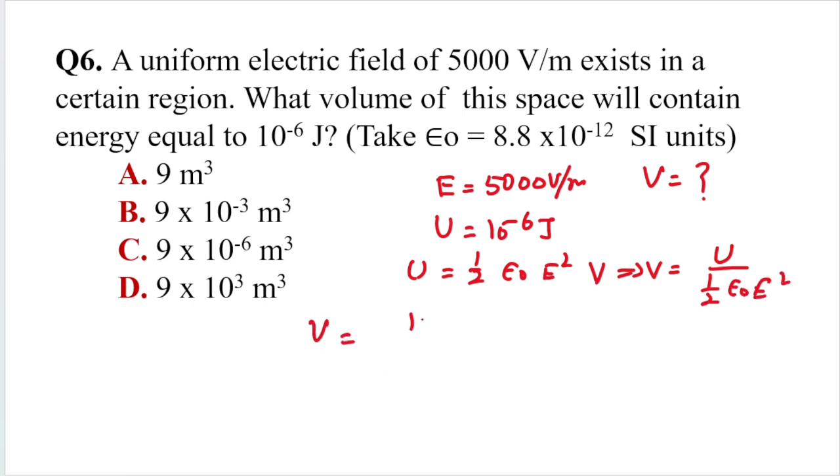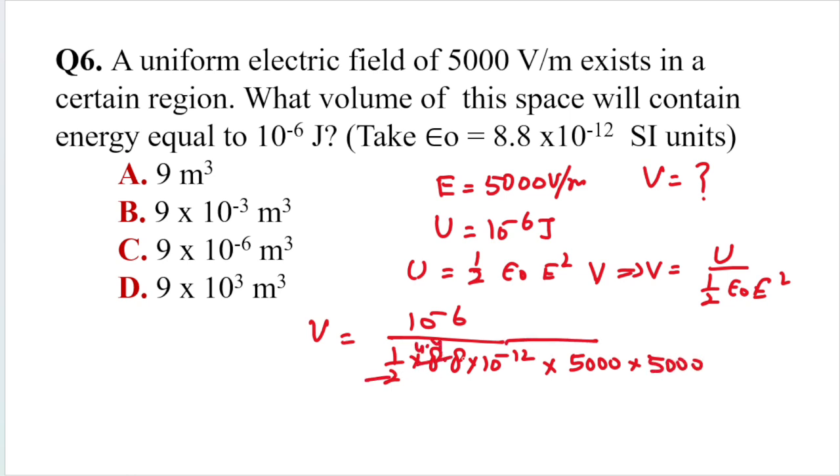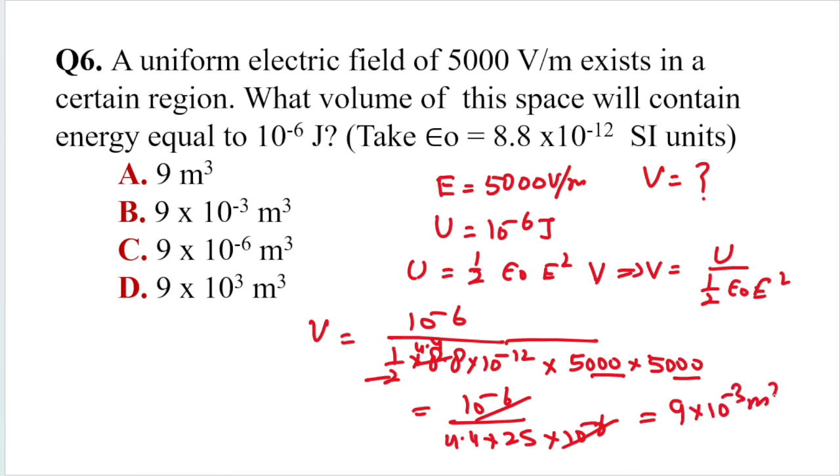V equals the value of U, which is 10 power minus 6, over half times the value of epsilon naught, 8.8 into 10 power minus 12, times the value of electric field E, 5000 into 5000. Now cancel 8.8 by 4.4, so it becomes 10 power minus 6 upon 4.4 into 25 into 10 power minus 6 in the denominator. That is cancelled. Now if you solve, the answer is 9 into 10 power minus 3 meter cube. So the correct option is B.